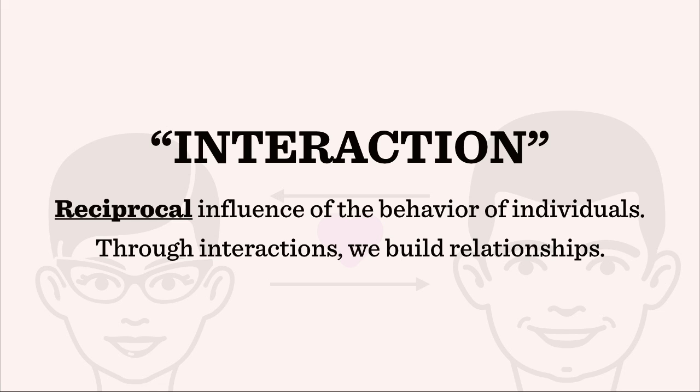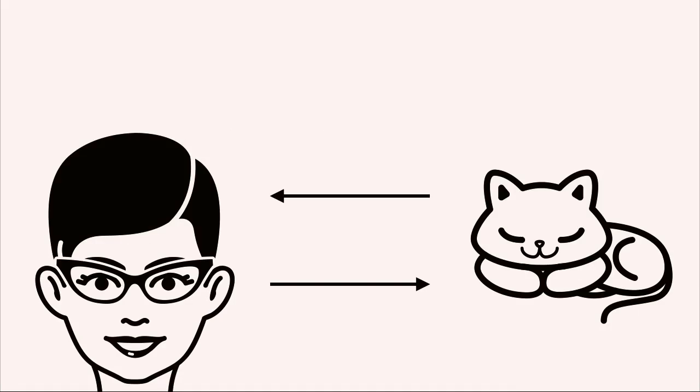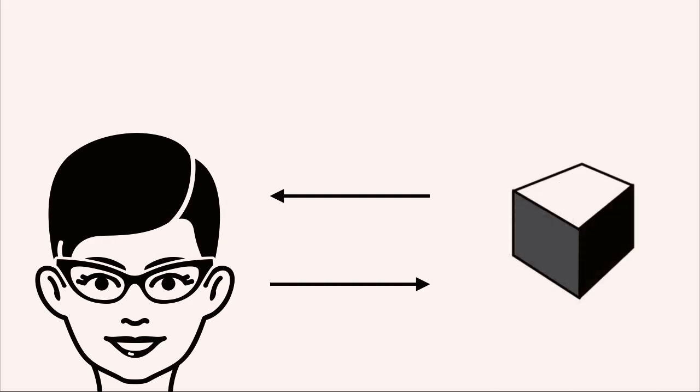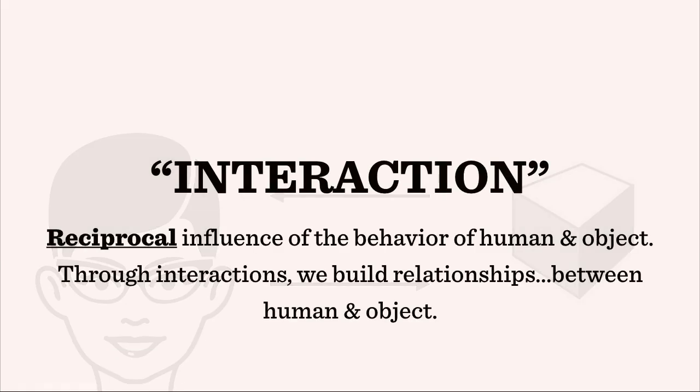But it goes further than just with individuals. You can have this type of relationship with your pets, with your favorite stuffed animal, or your favorite blanket, like in Charlie Brown, that Linus blanket, or even with abstract objects like a rectangular screen that you carry in your pocket all the time, right? So, through these interactions, we build relationships.